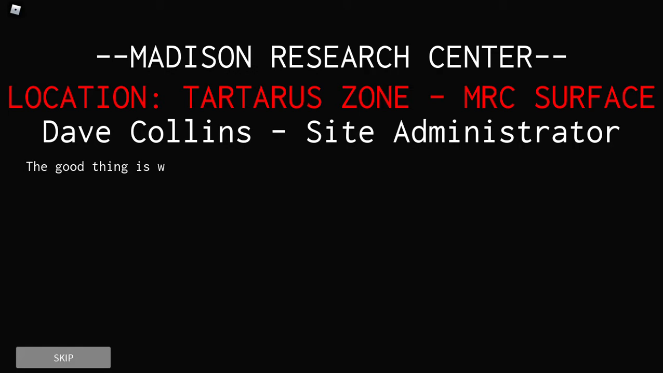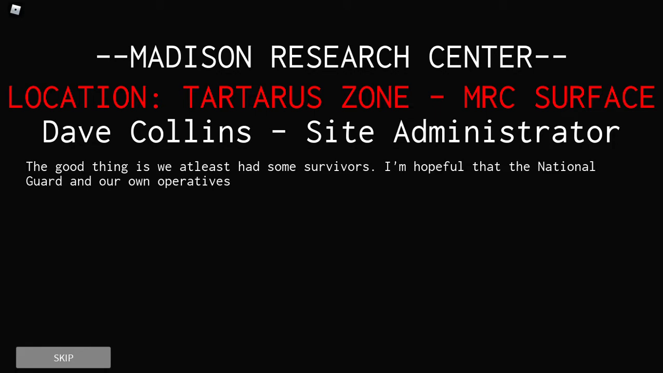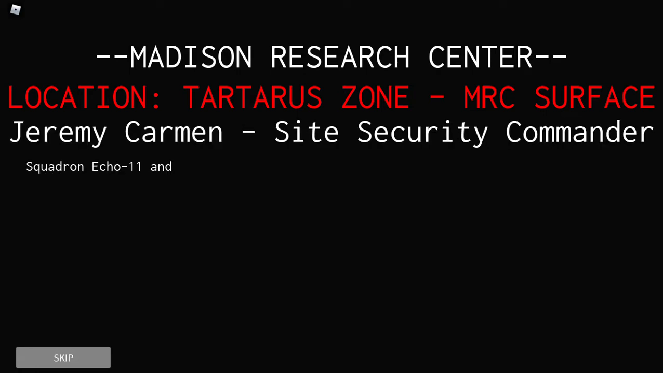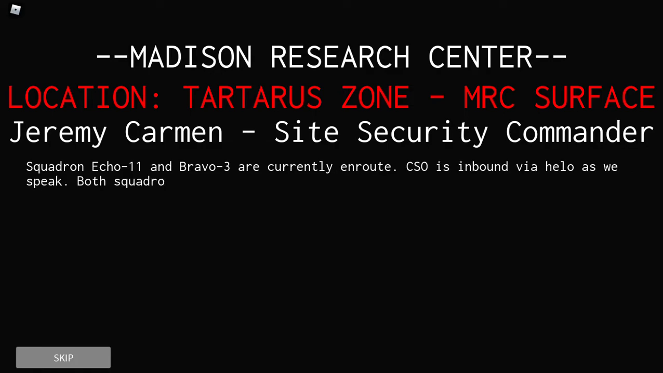Good thing is at least we have some survivors. I hope that the National Guard and mountain operatives can find some more survivors before the radiation settles. Branches Echo 11 Bravo 3 are currently en route. CSO is inbound via Hilo as we speak. Both squads can search whatever remains of the facility to look for survivors.